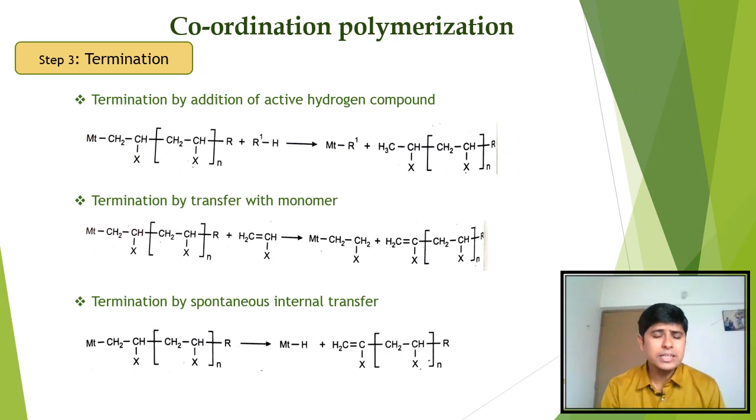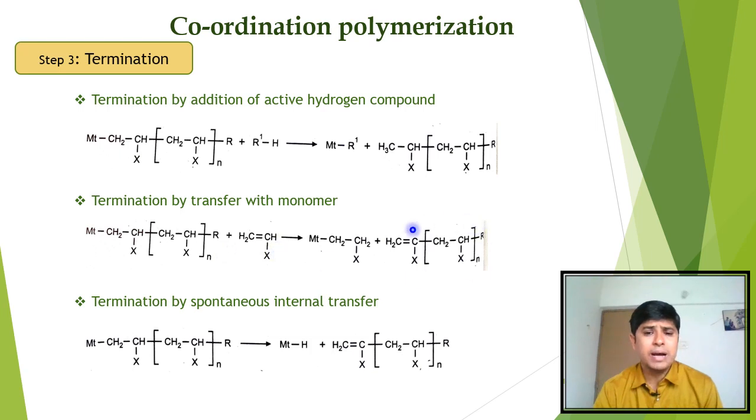The third step of coordination polymerization is termination. Termination can take place by addition of an active hydrogen compound, which is added and results in formation of a neutral polymer molecule. Termination can also be by transfer with monomer. There is a transfer of hydrogen with the monomer and we get a stable polymer like this.